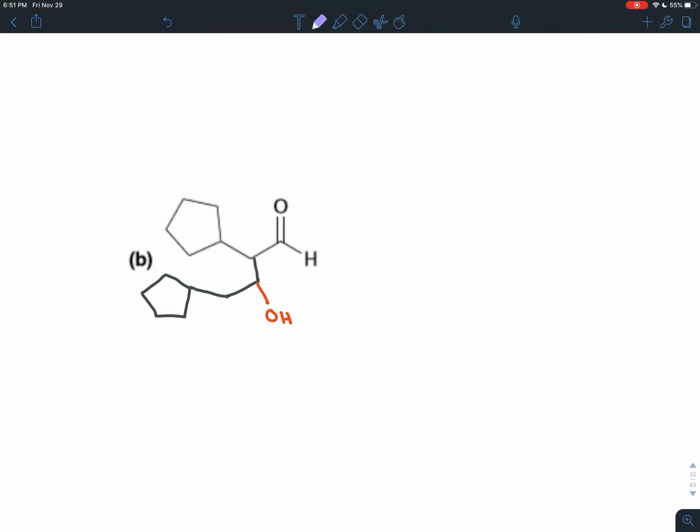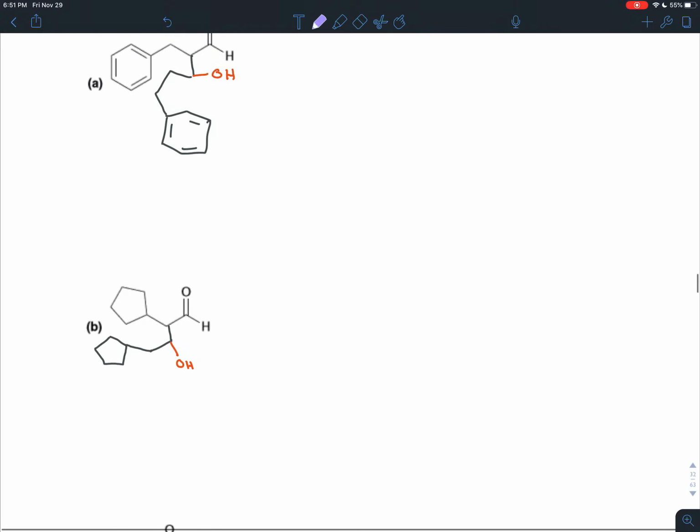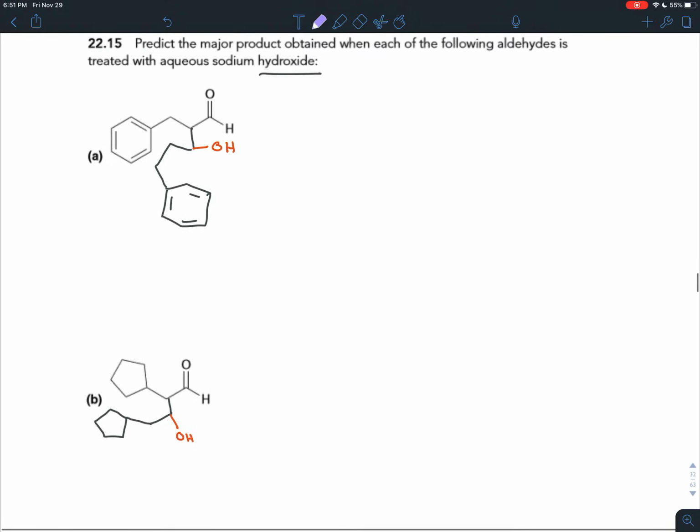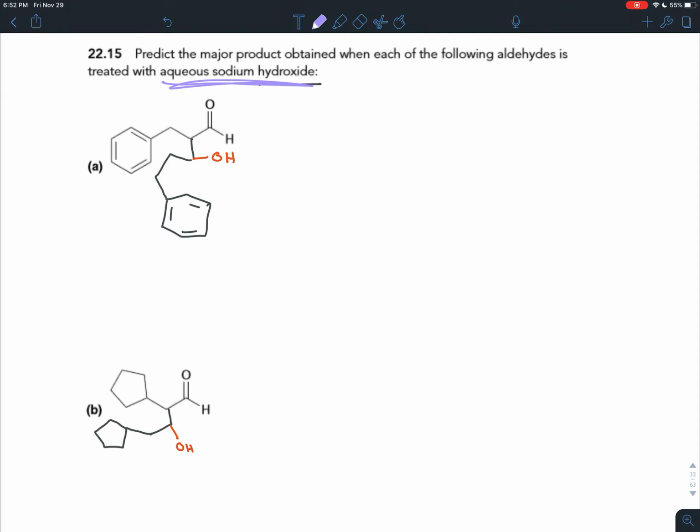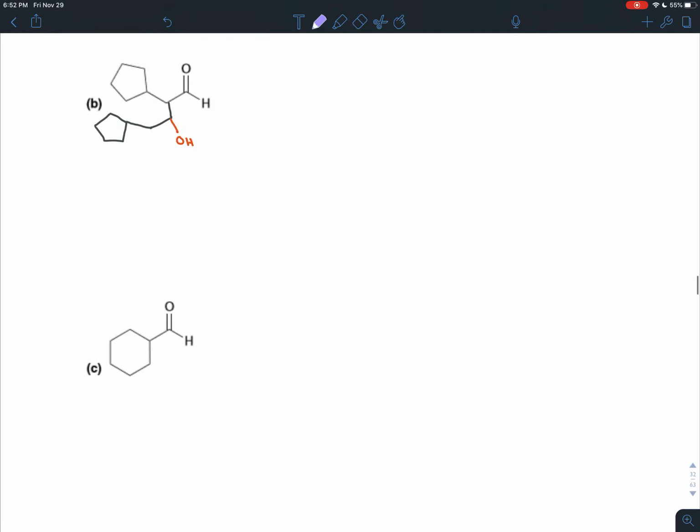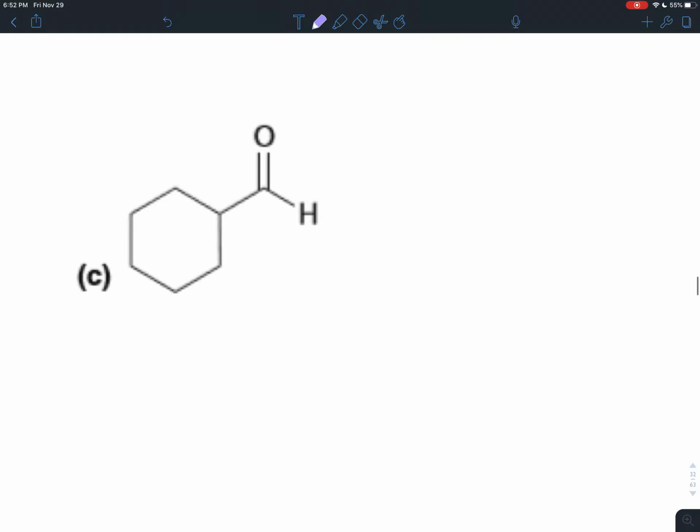So that would be the aldol from that reaction that you would get if you treated the original thing with some aqueous sodium hydroxide. Okay, let's try it with C.